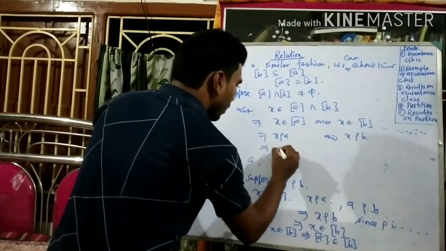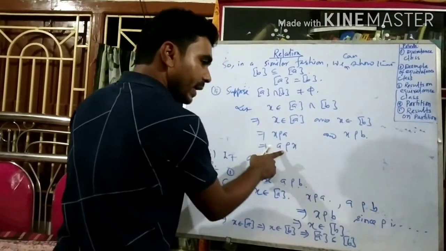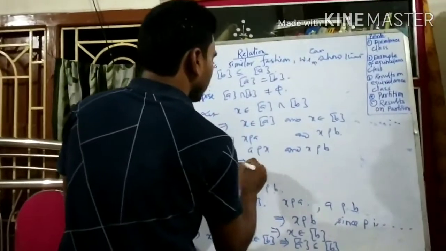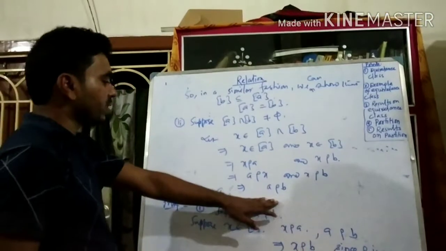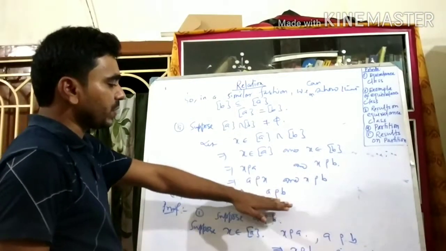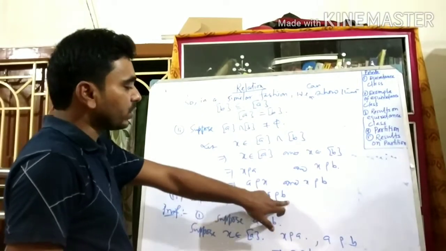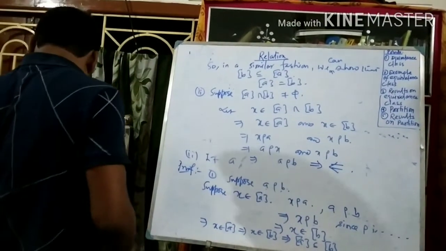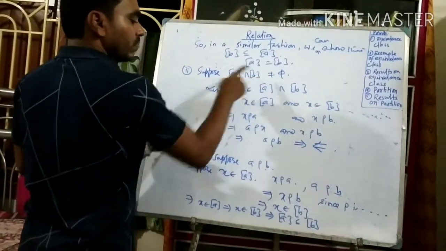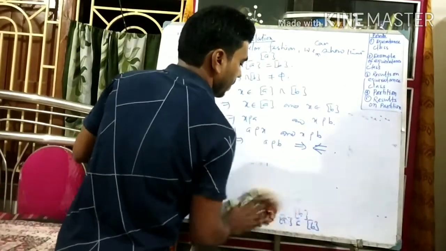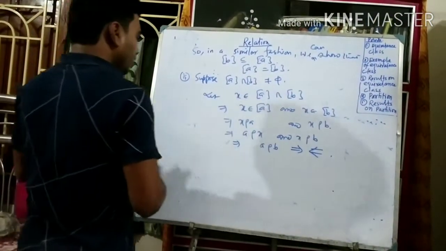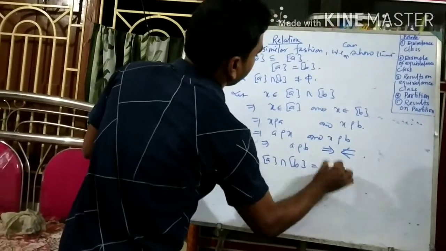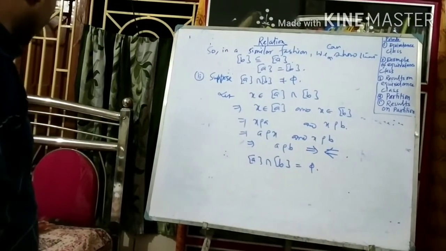So from here we can say that A is related to x because rho is an equivalence relation, so rho is symmetric, and x is related to B. This implies A is related to B. But this is a contradiction to our assumption, since we have assumed that A is not rho related to B. Okay, so our assumption was wrong, and therefore class A intersection class B is equal to phi.